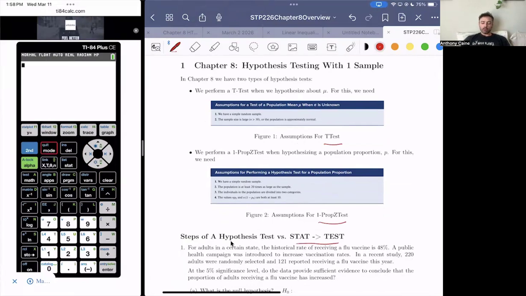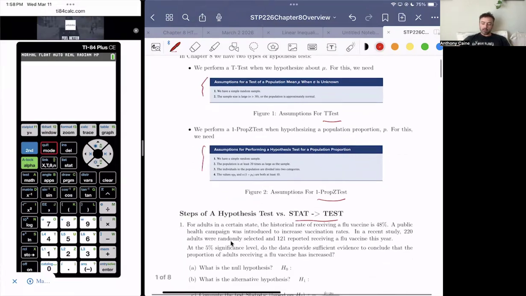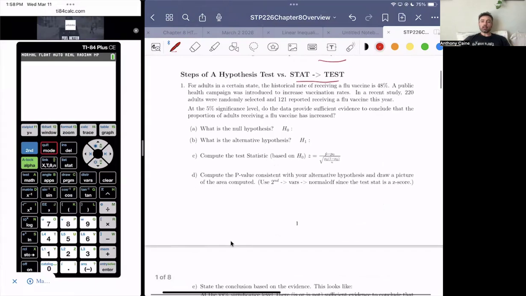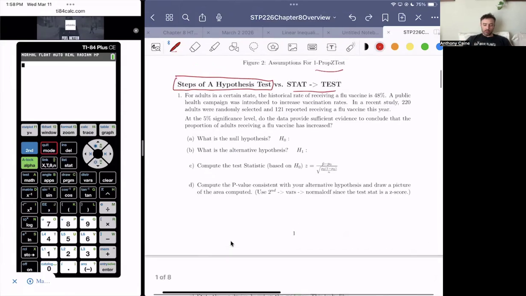Now, what's happening here? Let me come back to these assumptions after we do some example problems. But when we do these example problems, I want you to go through the steps of a hypothesis test rather than just do stat and then test. So I'm going to make this a homework, and I'll have you turn in your work online, and I want to see that you've done all these steps. Okay, let's jump into the first problem.